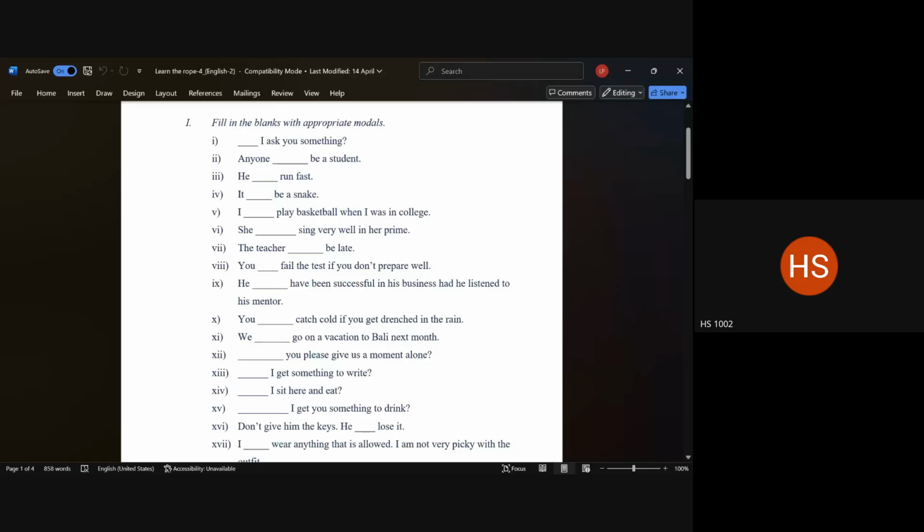I would play basketball. Yeah, I would play basketball when I was in college. So what is the difference in the meaning, I could play and I would play? The first one is an ability interpretation. How about "would"? I would play. It could indicate that the speaker regularly played basketball, but not regular anymore.